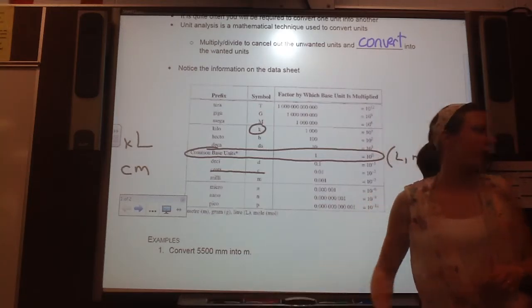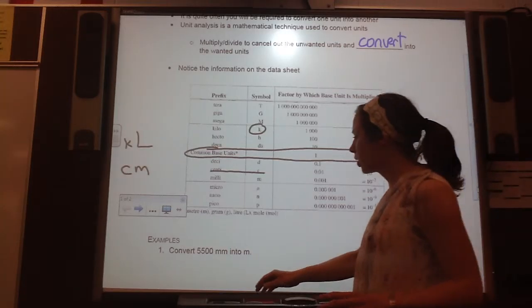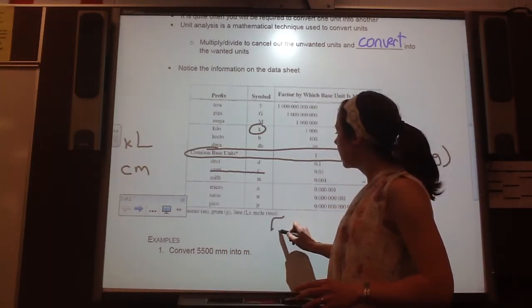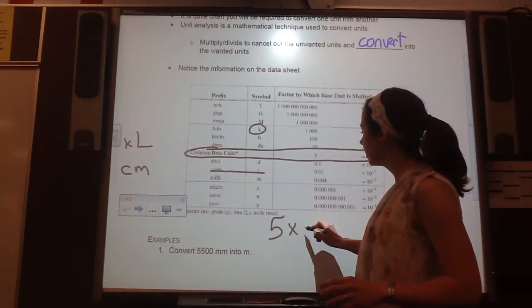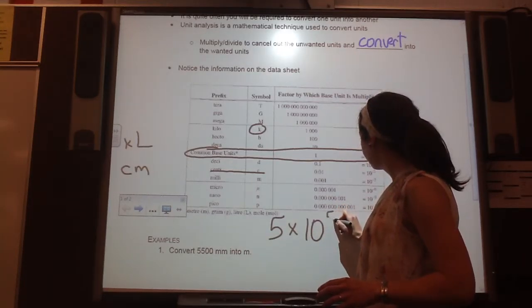Now I'm going to show you something to put into your calculator. I'm going to show you a shortcut of how to write in scientific notation. Actually, I can just do it on the board. So this is the shortcut. This is important. Say in your calculator you want to write down 5 times 10 to the power of 5.